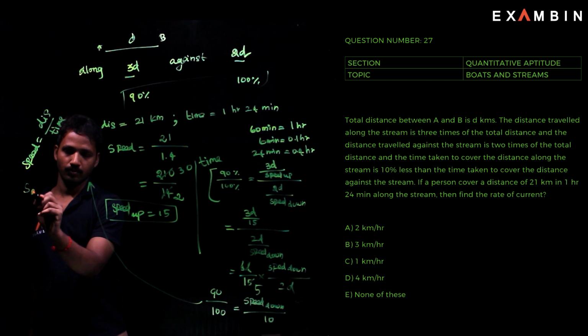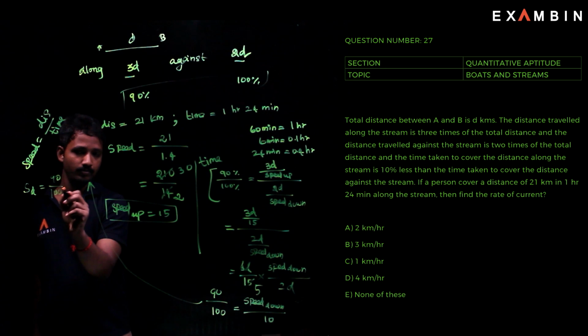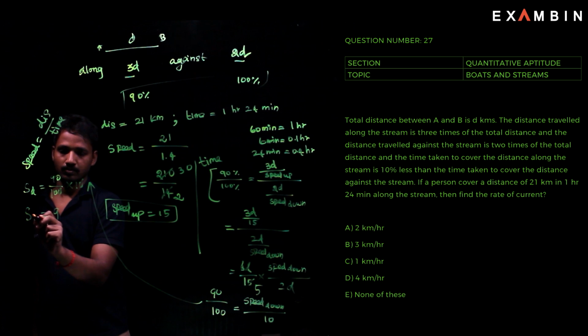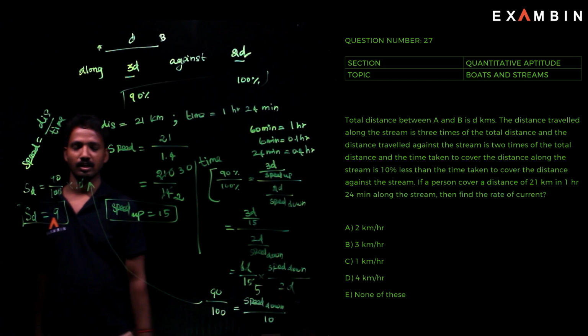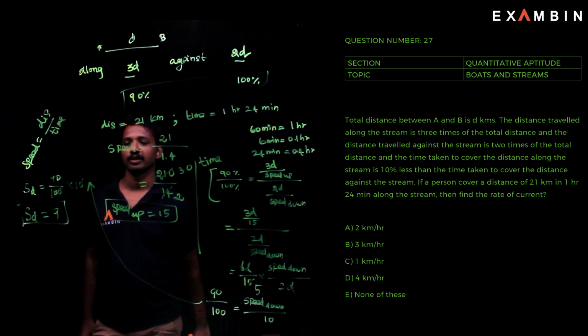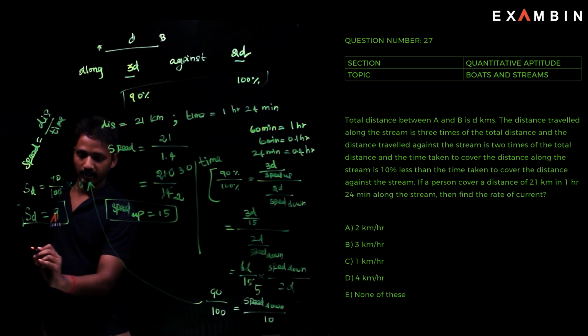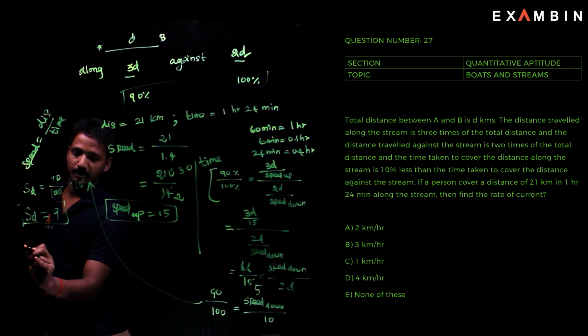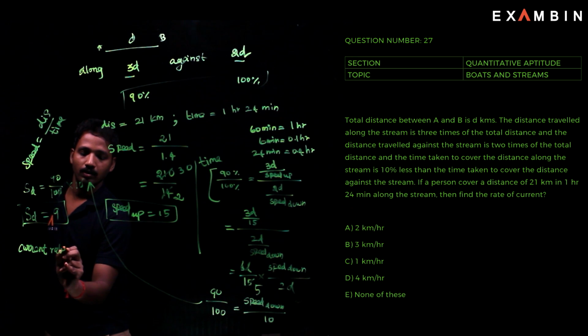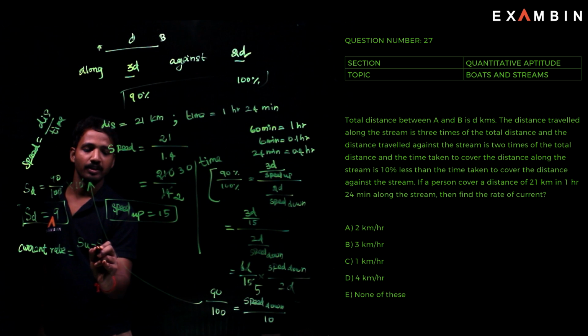Speed down is 9. Speed up is 15. So we are going to find the rate of current. The rate of current, that is the stream's speed, is speed up minus speed down divided by 2.